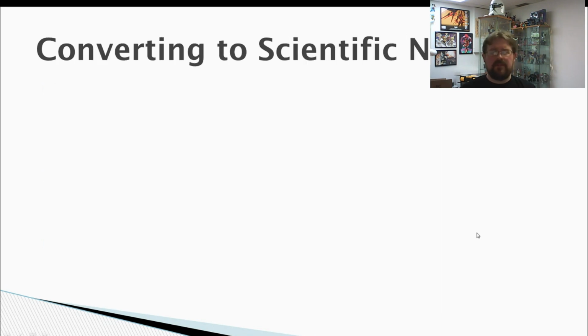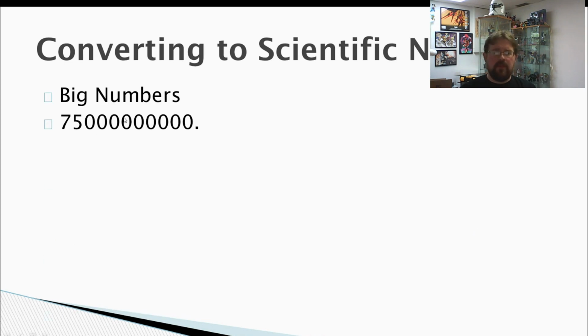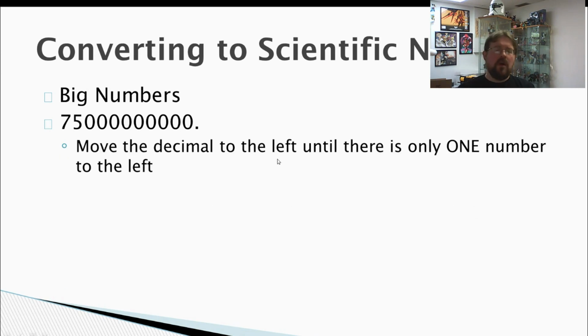How do we convert to scientific notation? Well, when it comes to big numbers, something really, really long like this, we've got 7.50000000000, and there's our decimal place. Because remember, even if you don't see a decimal, you know it's at the end of a number like that. What you're going to do is move the decimal to the left until there is only one number to the left of it.